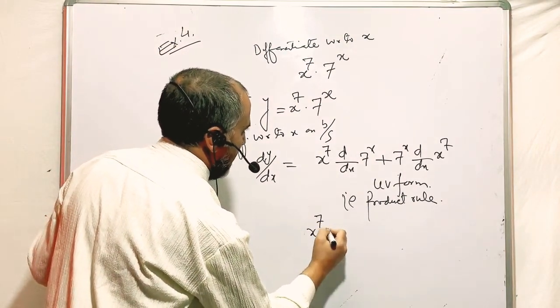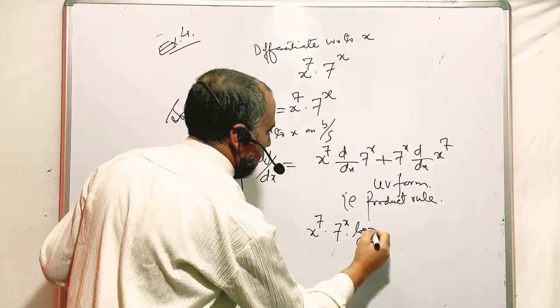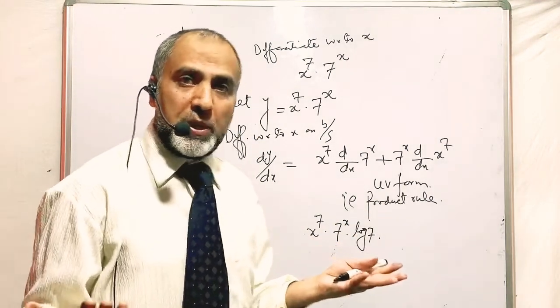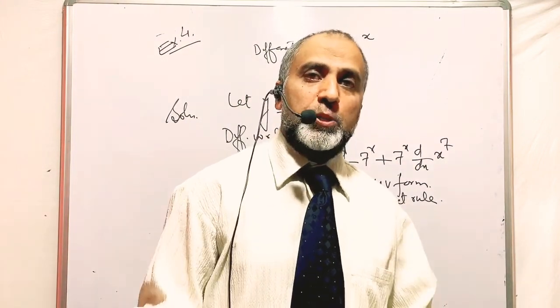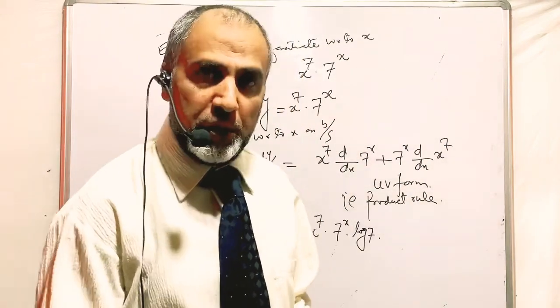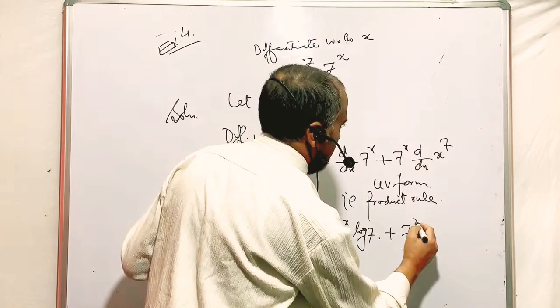x raised power 7 as it is. The derivative will be 7 raised power x into log of 7. You may ask where I got this from. It is a raised power x. What is the differential coefficient of a raised power x? Yes, it is a raised power x into log of a. Instead of a, we have got here 7. Plus 7 raised power x as it is.